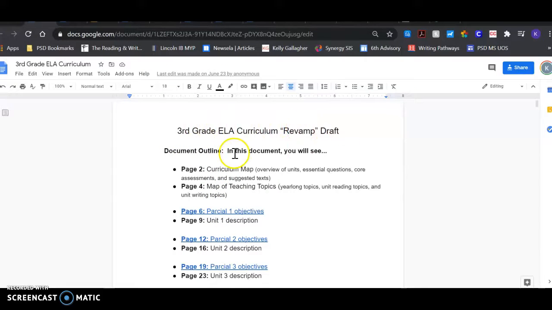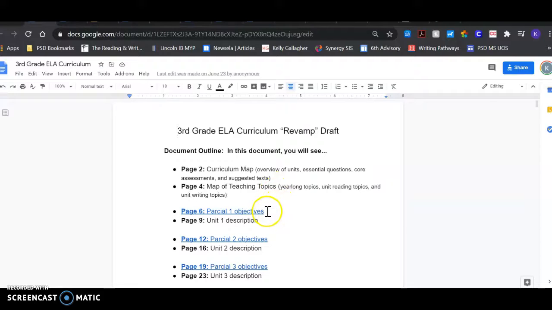How the curriculum is written is, first, the map of the year. That's just a page that gives you an overview of the units, the essential questions, the core assessments, and a suggested text. That's as wide out as you can scan for the year, and then it's just going to start getting narrower and narrower. So you want to start with the wide map to get a sense of how your year is going to look. You're going to look at your teaching topics next.